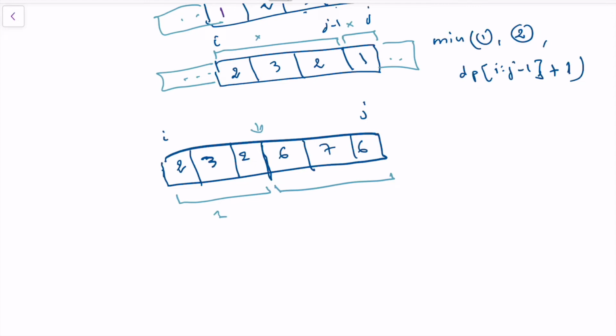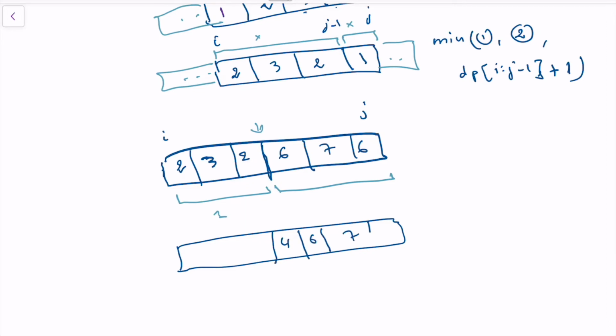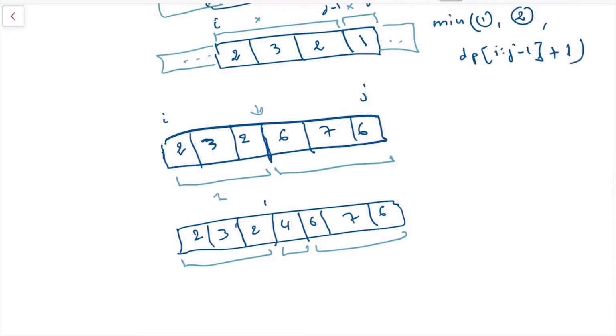The other possibility is that we might have something like this, where we have 4, and then we have 6, 7, 6, 2, 3, 2. So the optimal solution there is to remove this, and then this, and then this, in basically 3 steps. So you can see the middle can be anywhere, and then we need to try all of them and get the minimum, right? That's what dynamic programming does.